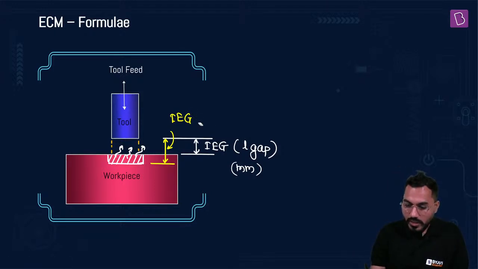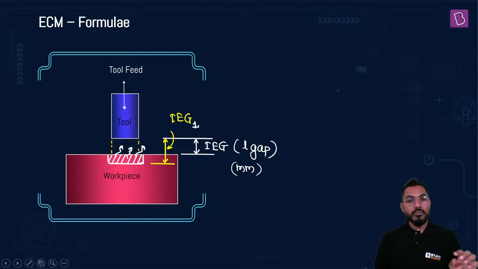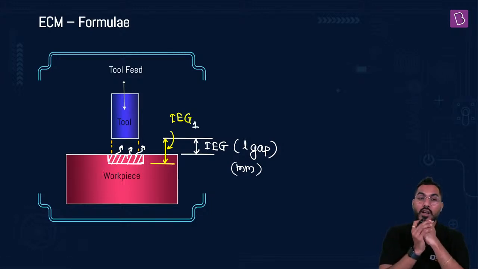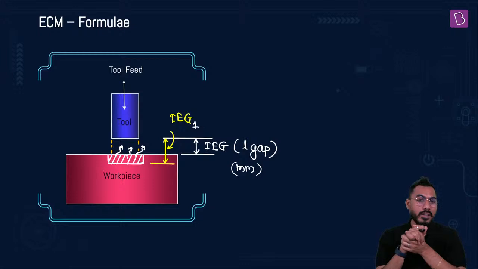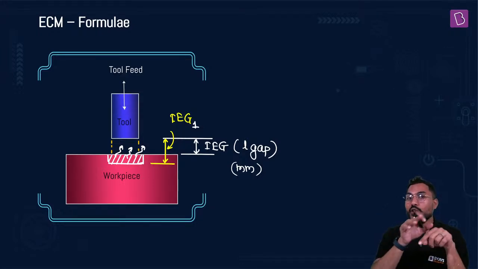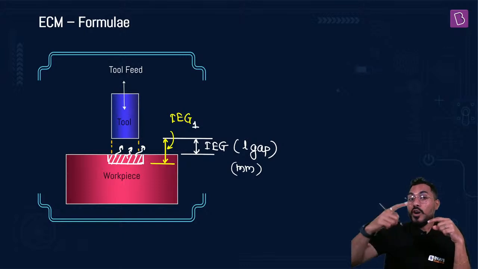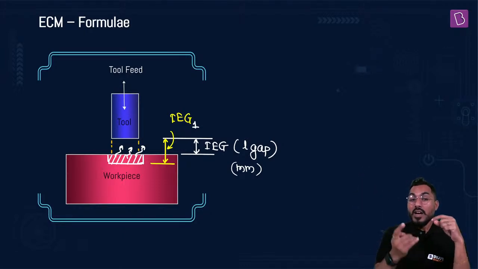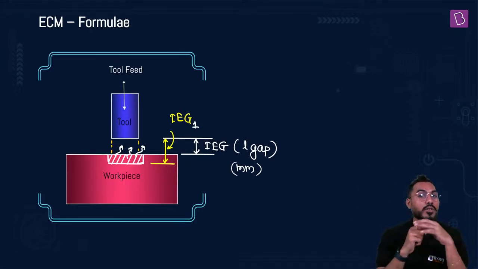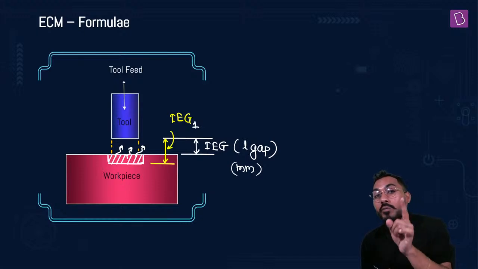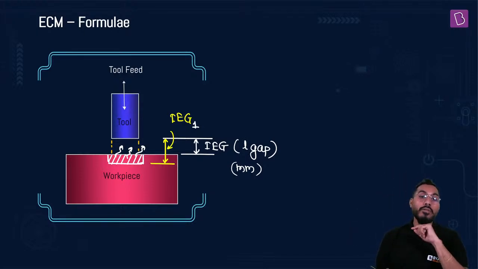IEG, inter-electrode gap, that is nothing but, I'll say, new. So we can use any letter. So we can say inter-electrode gap 1. This is my new inter-electrode gap, which is greater than the previous one. So when the gap between tool and workpiece is increasing, can I say that the electromotive force will reduce? If the electromotive force is reducing, can I say the rate of depletion of the ions, the rate of dissolution of ions, will reduce, which means that my material removal rate will fall? Material removal rate will reduce.